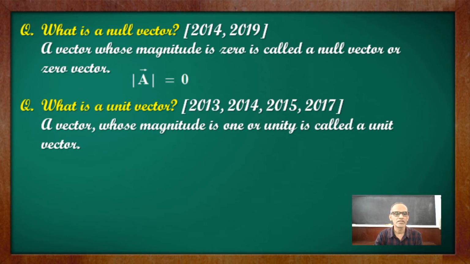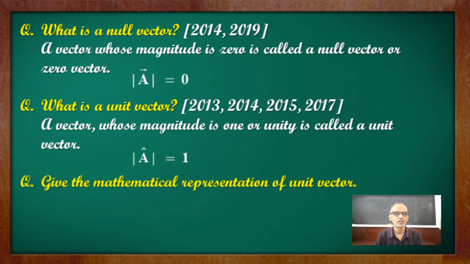This unit vector is represented by a symbol which is A with a cap above, a hat. So this is a vector symbol. This is also a vector, but this is exclusively used for unit vectors only. And you can see the magnitude of the unit vector is always equal to 1. So that is how we represent a unit vector.